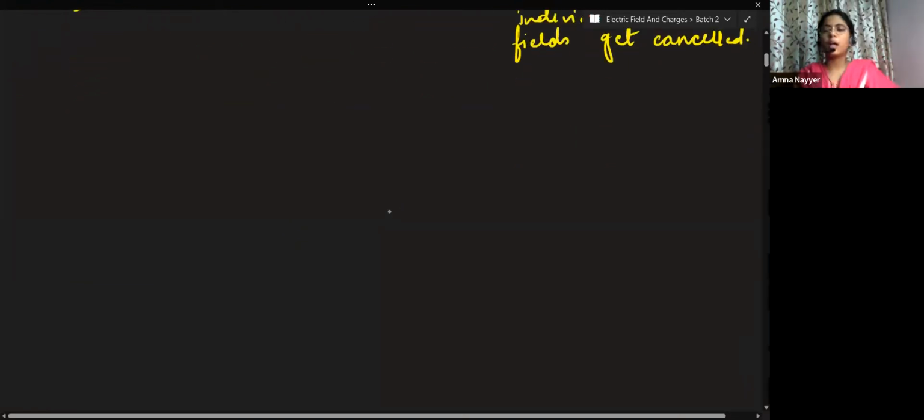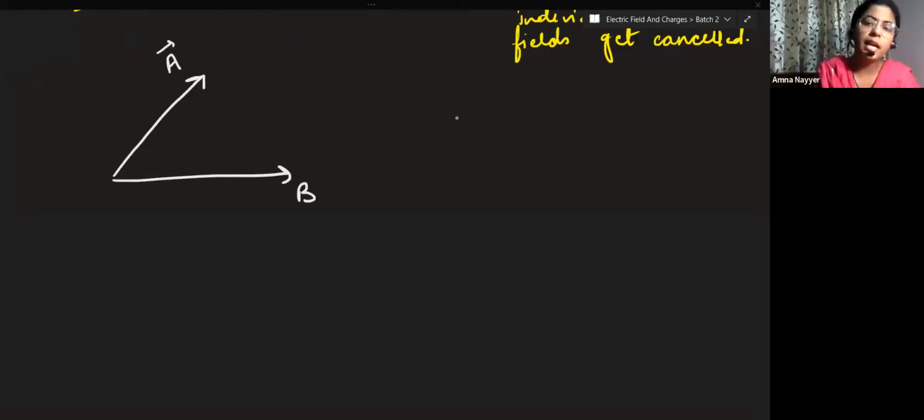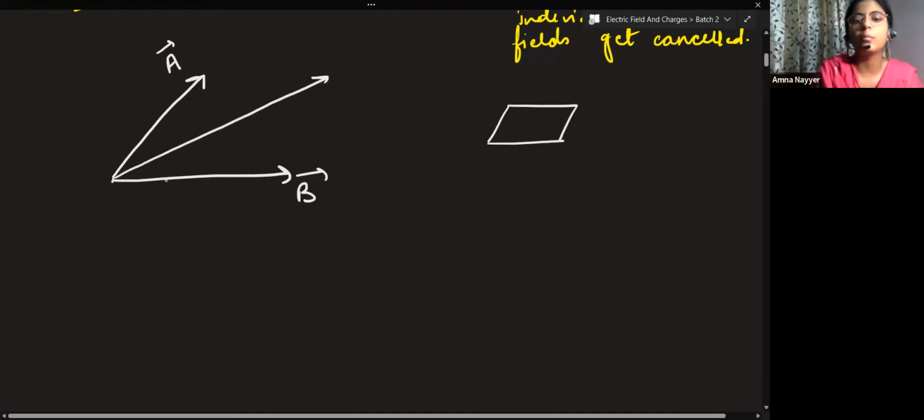Okay, regarding your parallelogram law, you have already done this in your 11th standard in detail. It's just a basic revision. If you get through this question and you are required to use the parallelogram law, you should be able to use it. If you have a vector A and a vector B, and both of these vectors represent the adjacent sides of a parallelogram, then the resultant is given by the diagonal of the parallelogram.